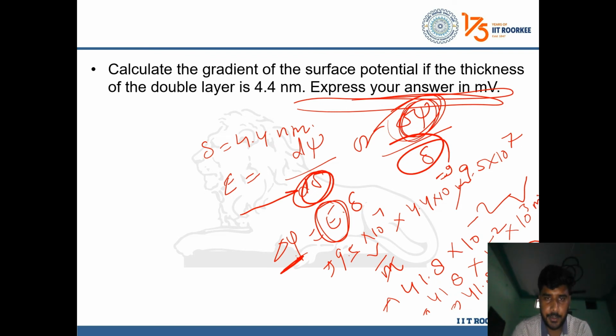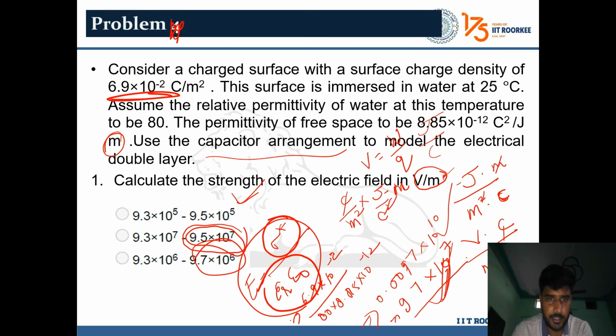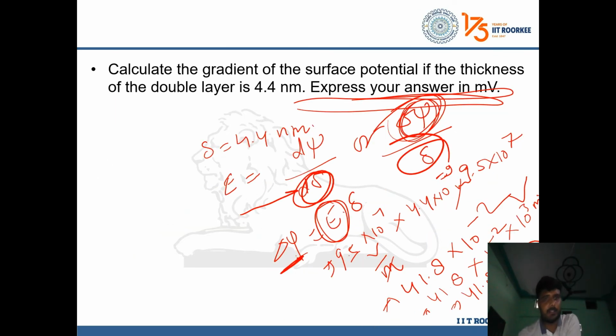For the E value, from here you can calculate the E value and multiply by this, that is the 4.4 nanometer, the double layer thickness. So you will get the value of the potential, and later on you can convert it into millivolt.